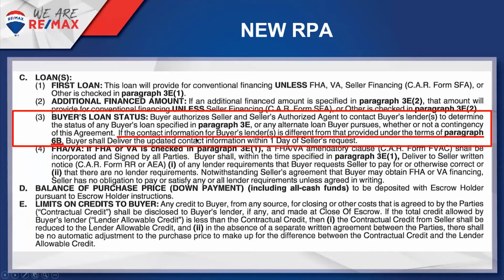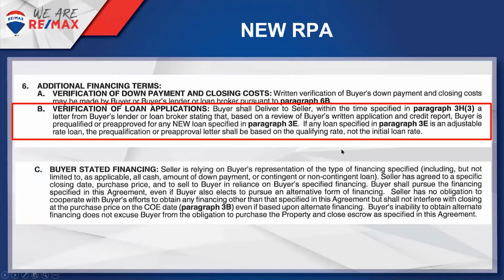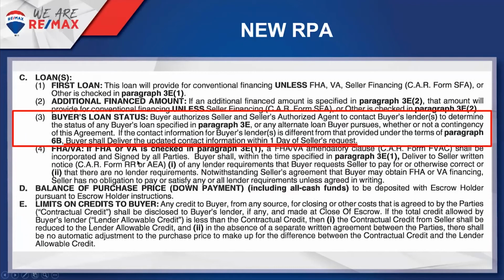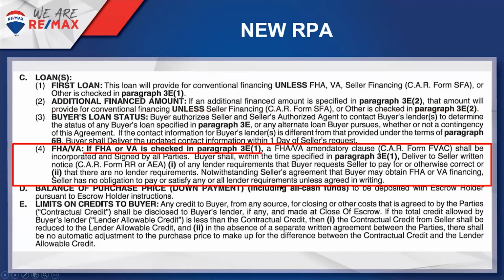If the contact information for the buyer's lender is different than what was provided in paragraph 6, paragraph 6B is the pre-qual or pre-approval, which names the lender, obviously. And so if that lender becomes different, then the buyer must deliver to the seller an updated contact for the buyer's loan if he or she is getting a loan from somebody other than the lender that provided the pre-qual or pre-approval, within 1 day of the seller's request.